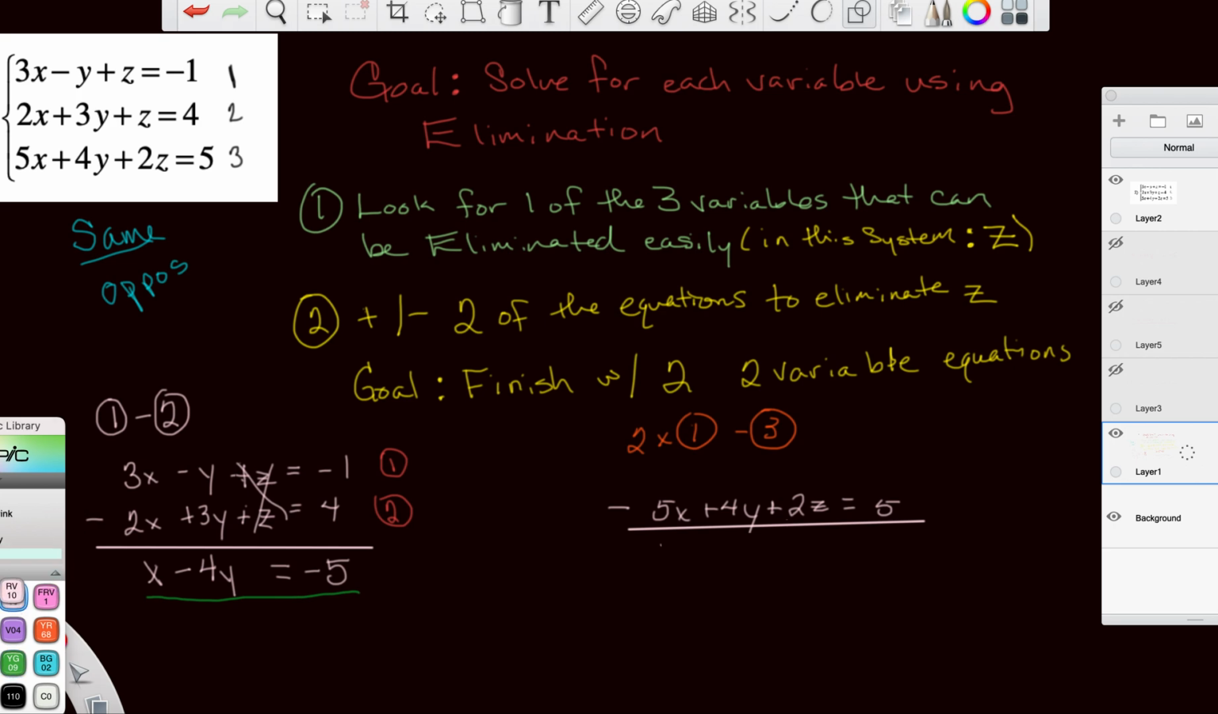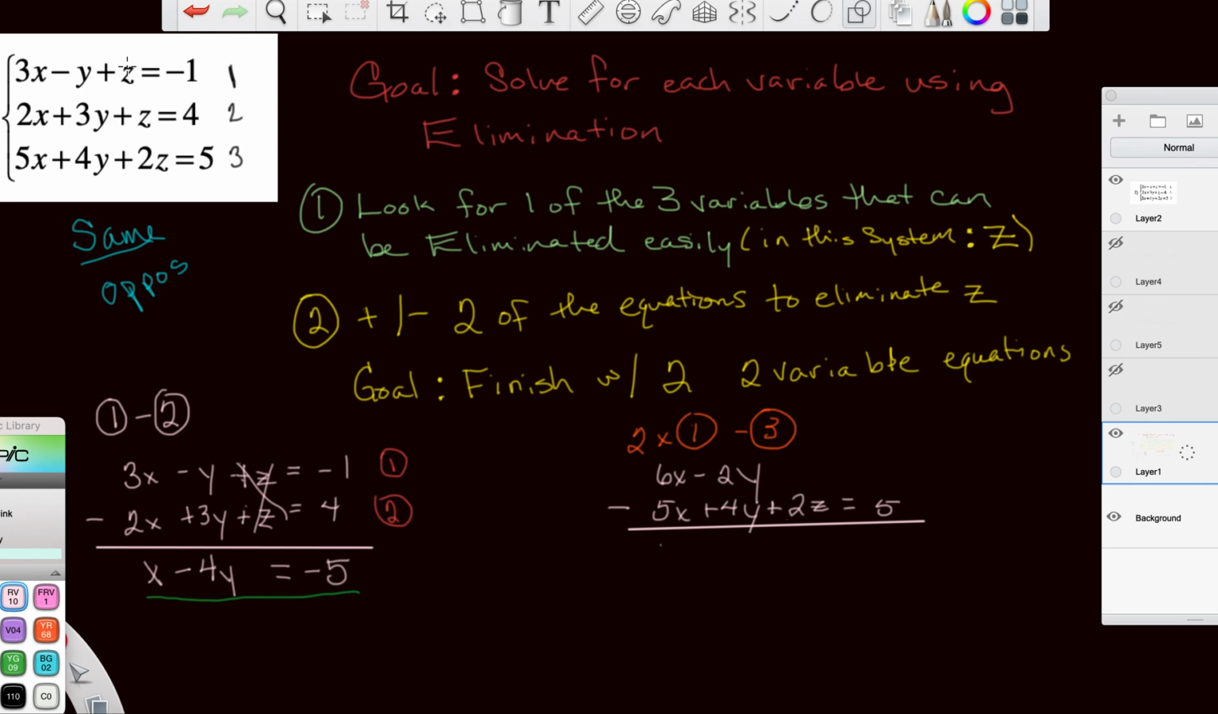I'm going to go back to that color. I'm going to multiply by 2. 3x times 2 is 6x. And then minus y, negative 1y times 2 is negative 2y, or minus 2y. Those things are exactly the same.